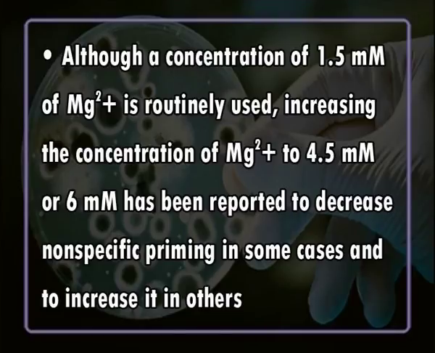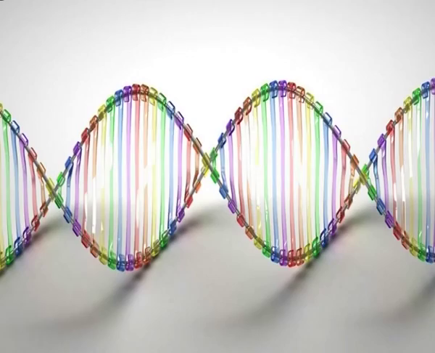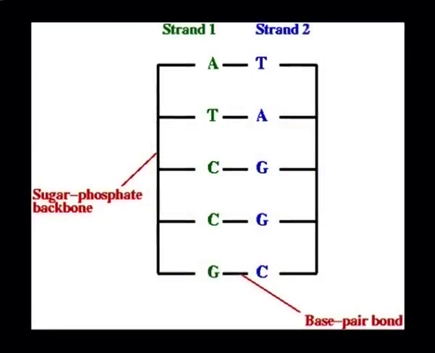Although a concentration of 1.5 millimolar magnesium is routinely used, increasing the concentration of magnesium to 4.5 to 6 millimolar has been reported to decrease non-specific priming in some cases and to increase it in others. The optimal concentration of magnesium ion must be determined empirically for each combination of primers and template. The preparations of template DNA should not contain significant amounts of chelating agents such as EDTA or negatively charged ions like phosphate, which can sequester magnesium ions.